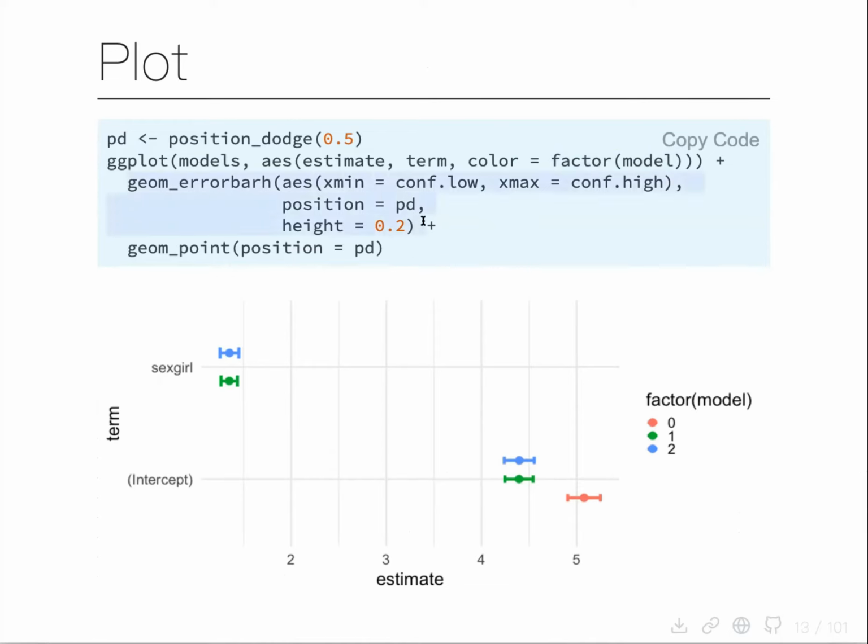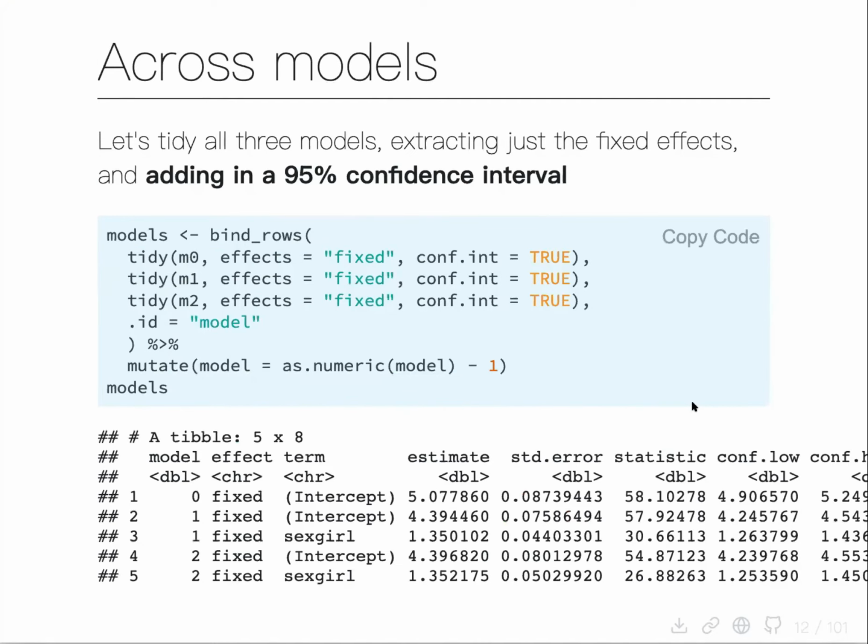So we have geom_errorbar and geom_errorbarh. Geom_errorbarh just means horizontal error bars instead of vertical, right? And then we say the min is equal to conf.low. So if you're thinking about the confidence interval, or the error bar, we want the lower bound of that to be equal to this value on conf.low, and the upper bound of that to be equal to this value on conf.high, okay?